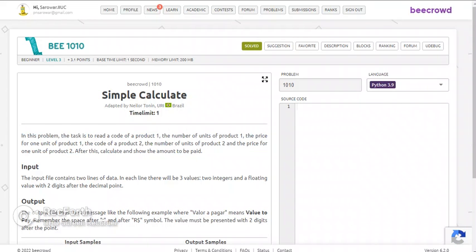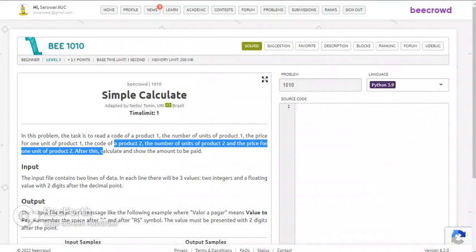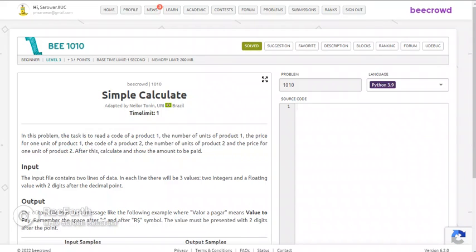Here what they are asking us to do is, let's say you went to a market and you bought a shirt and a pant. They want you first to write the code of the product, that means the code of your shirt, the number of shirts you have bought, I mean 2 or 3, and the price of a single unit of a shirt. In the same way, the product code of your pant, the number of pants you have bought, and the price of 1 unit of a pant. And at last, you have to calculate the amount you need to be paid.